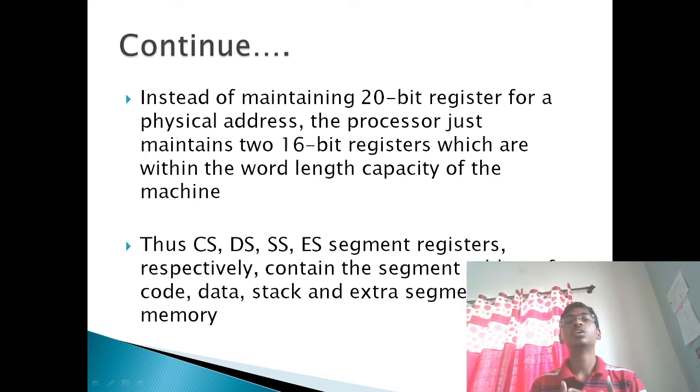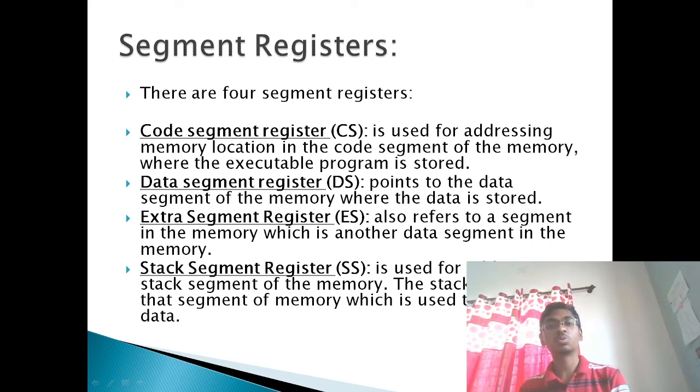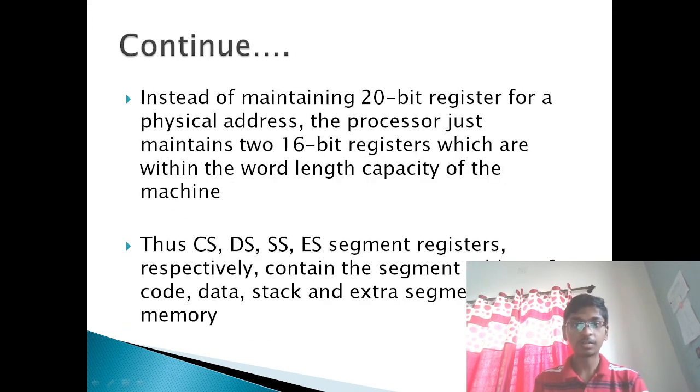CS, DS, SS, these are short forms. The full forms of all these I covered before. CS means code segment register, DS means data segment register, ES means extra segment register, and SS means stack segment register. So these are the four types of segment registers. These segment registers respectively contain the segment address for the code, data, stack, and extra segments of memory. These segments are logically separate, and may or may not be physically separate.